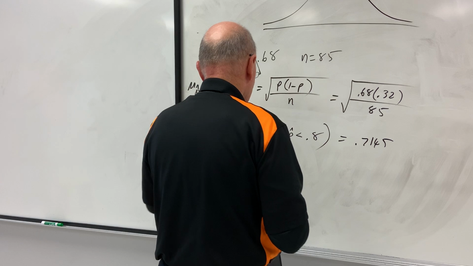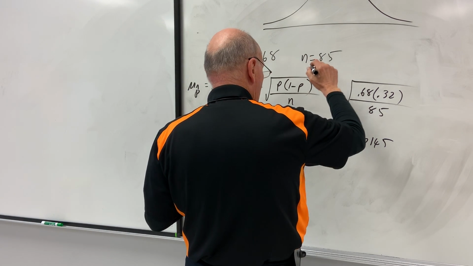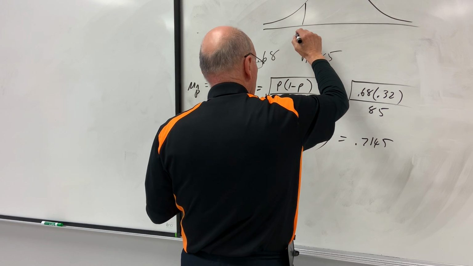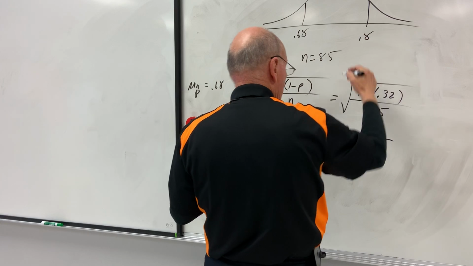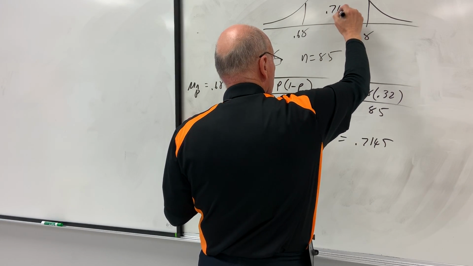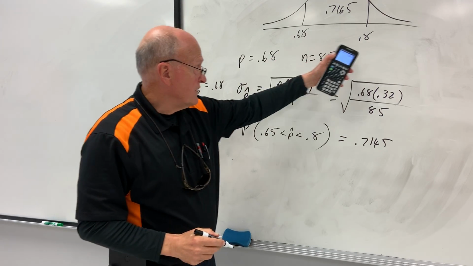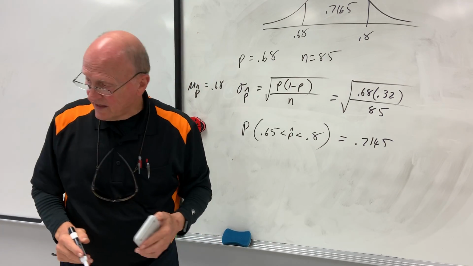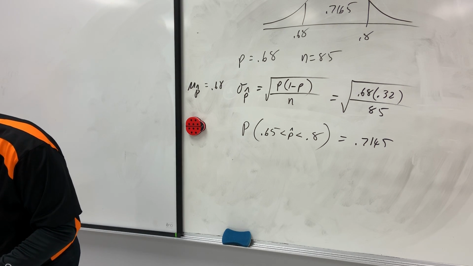What that is saying is, if I've got P between 0.65 and 0.8, the area in here is 0.7165. I've got my P hat between these two, and my area in there is that. That's what we're saying. Okay, let's see what else we got here.